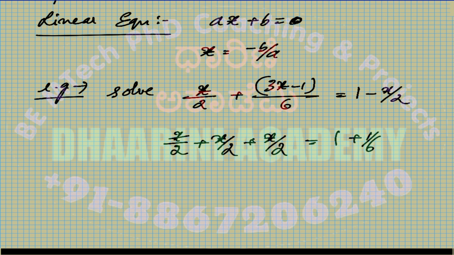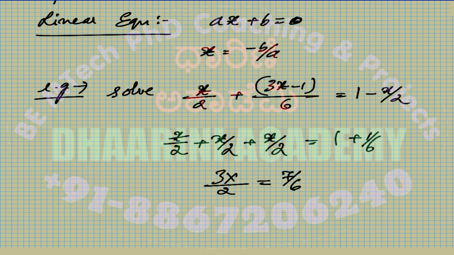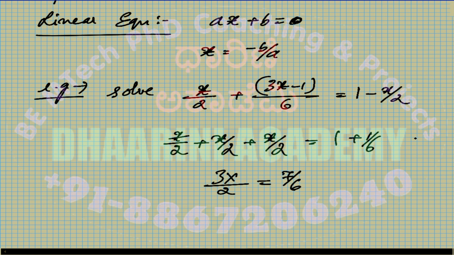So x by 2, x by 2, x by 2 is 3x by 2, that is equal to, on the right hand side, 1 plus 1 by 6, which is 6 plus 1, so 7 by 6. So 2 cancels this 3, so x is equal to 7 divided by 3 into 3, which is 9, is the required answer.